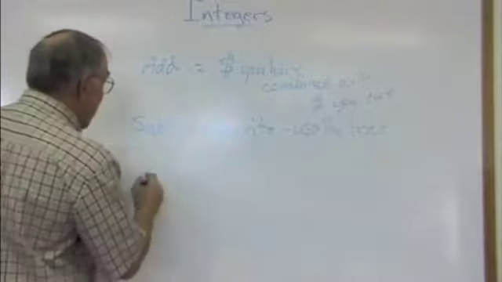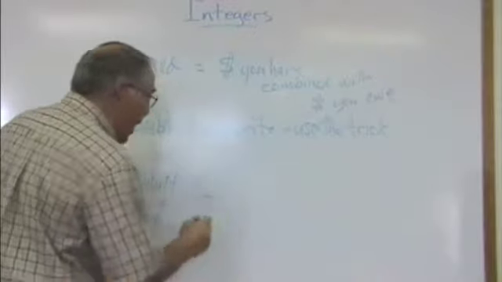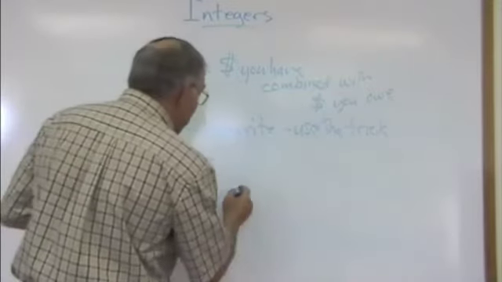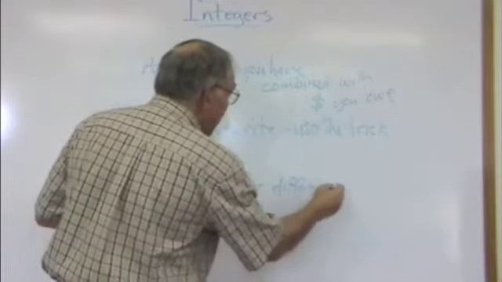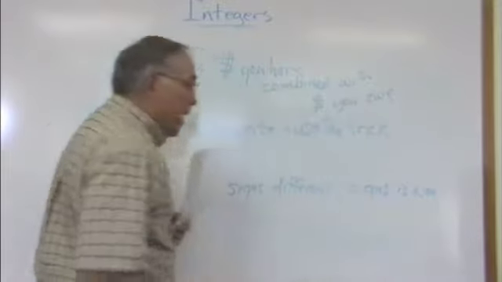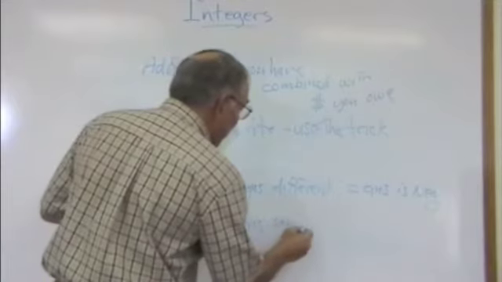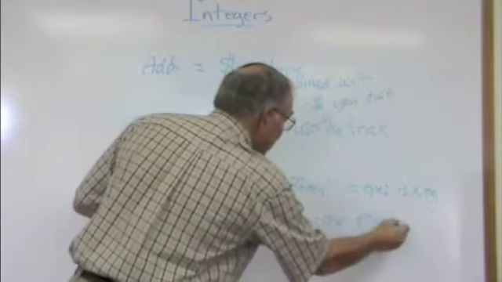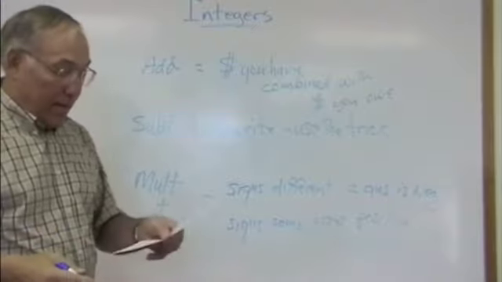Multiplication and division. Go ahead and multiply or divide the numbers, and then figure out the sign. If the signs are different, your answer is negative. One bad apple spoils the barrel. If the signs are the same, your answer is positive. A negative times a negative is a positive. A negative divided by a negative is a positive.